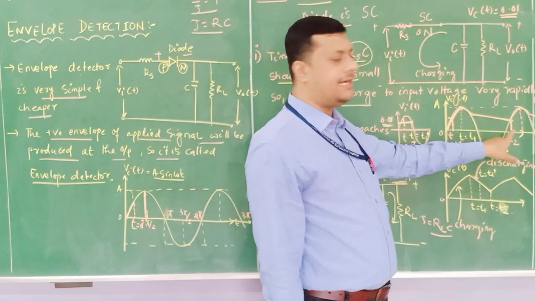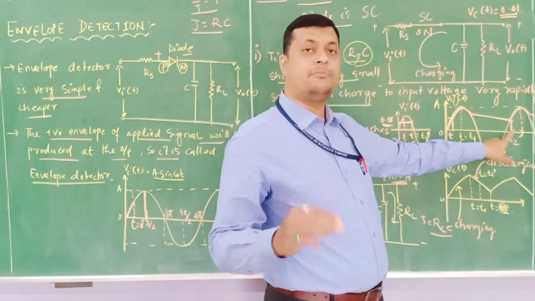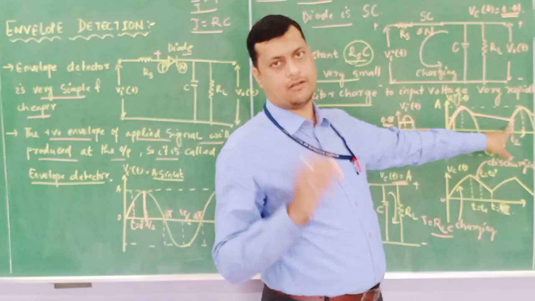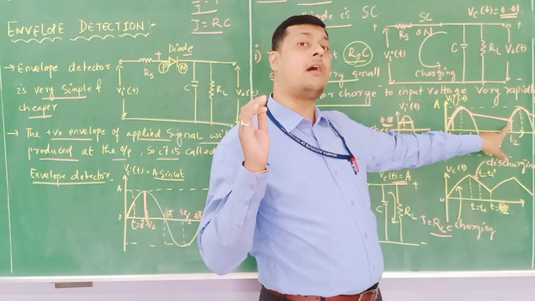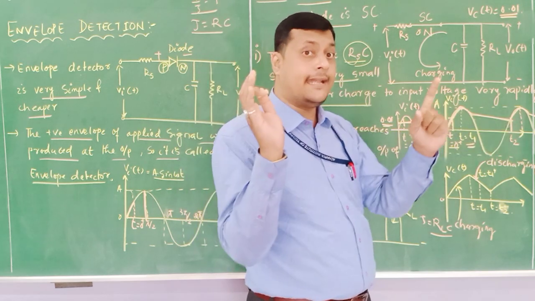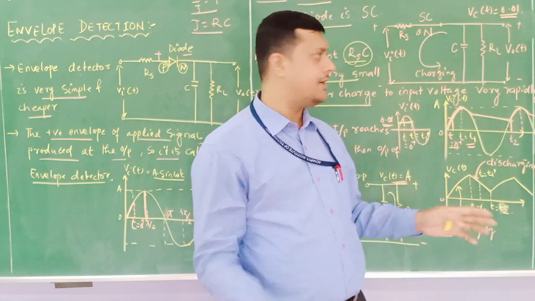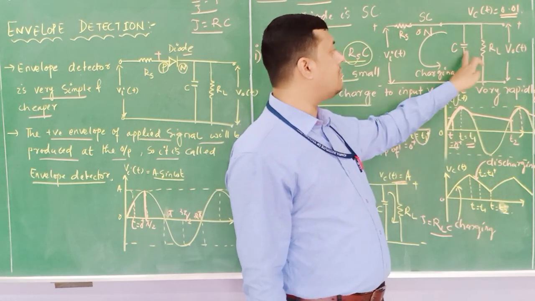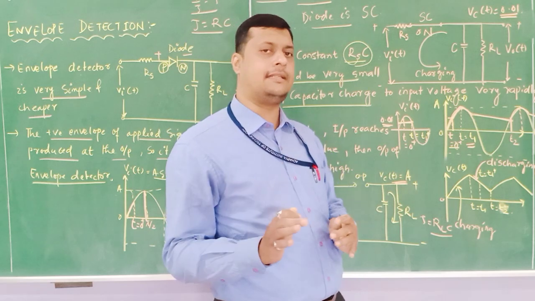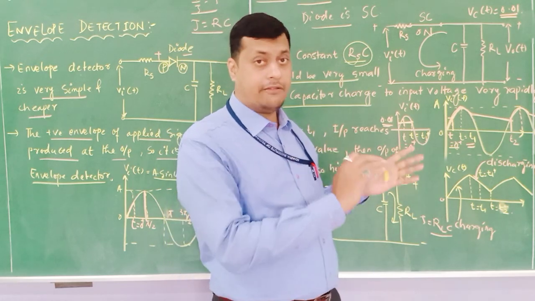So if it is C into RL, this must be so high that it will identify the frequency component. If this tau into RC component is very high, that means the modulating signal presence is identified. If tau equals RC into RL is very small, that means the carrier frequency is present. So that thing we will discuss.